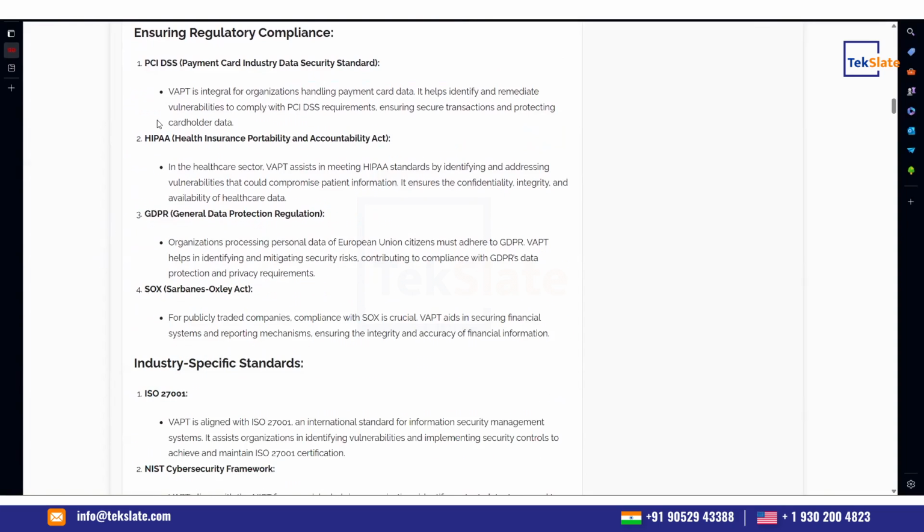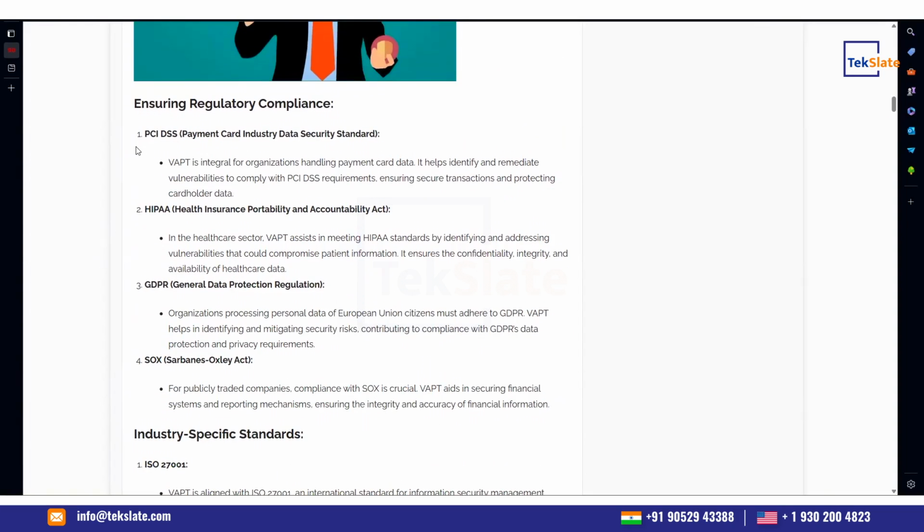As I told you, there are some compliances set by the government and official bodies. The first one is PCI DSS. This is a compliance set by the payment card industry for their security purposes. PCI DSS stands for Payment Card Industry Data Security Standard. VAPT is integral for organizations handling payment card data. It helps in identifying and remediating vulnerabilities to comply with PCI DSS requirements.